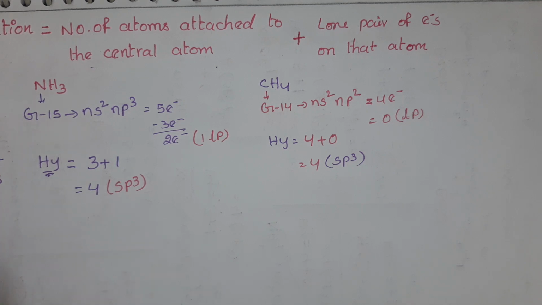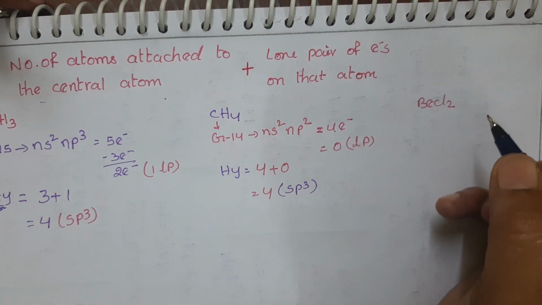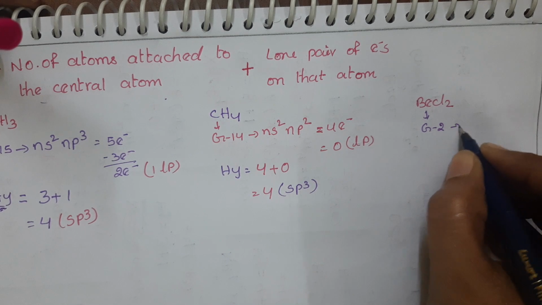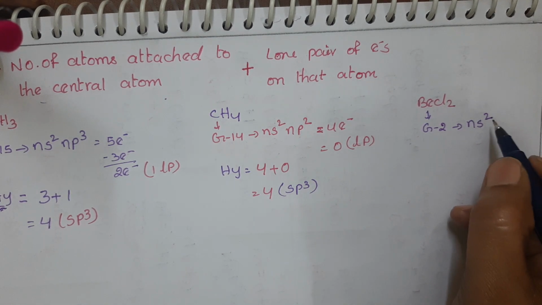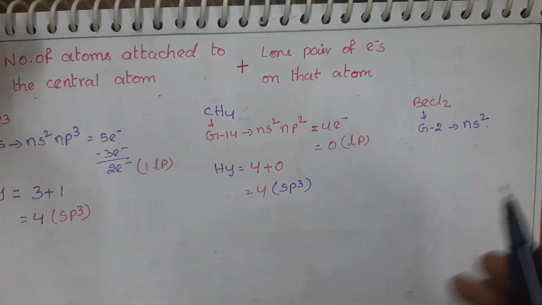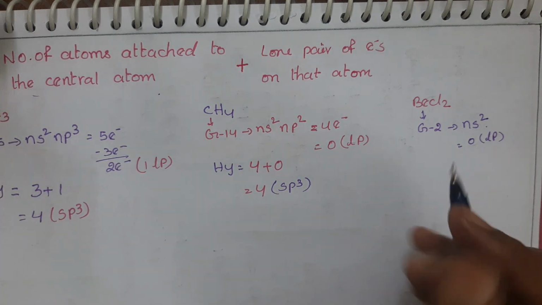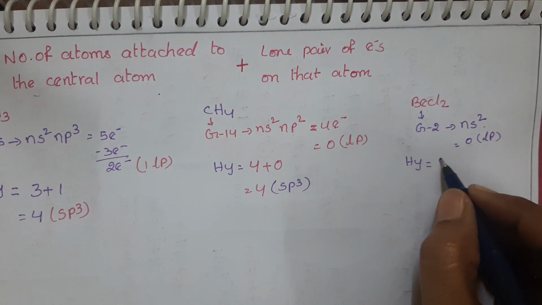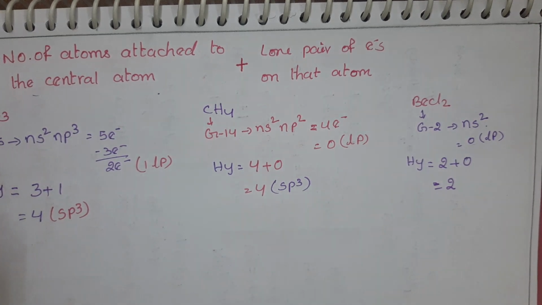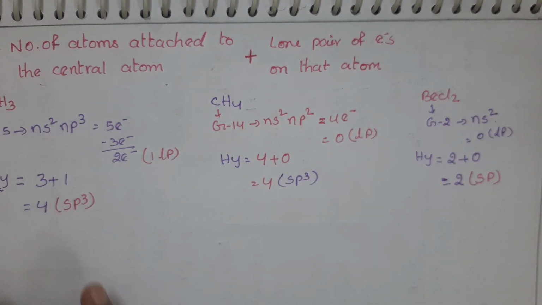In the same way we can calculate the hybridization of any molecule, for example beryllium chloride, BeCl2. In beryllium chloride, beryllium belongs to the second group elements and its electronic configuration is ns2. It contains 2 electrons in the valence shell, and it already formed 2 bonds with the 2 chlorine atoms. So lone pairs of electrons are 0. Now let us calculate the hybridization. Hybridization equals the number of atoms attached, 2, plus the lone pairs, 0. So the answer is 2. 2 means sp hybridization. Yes, very good, sp hybridization.